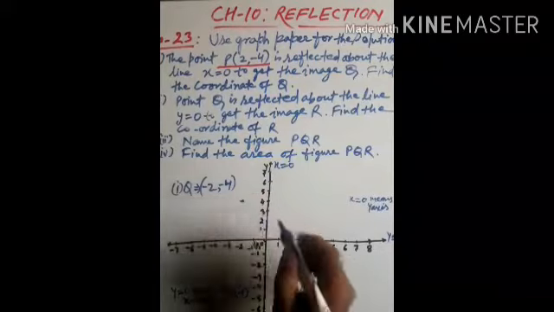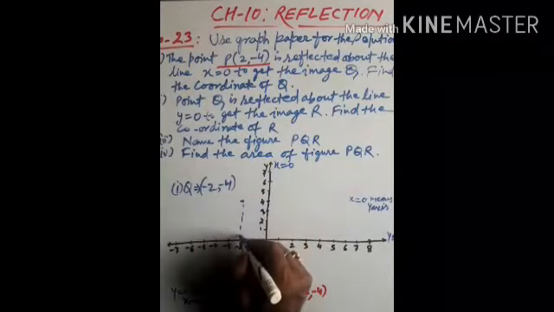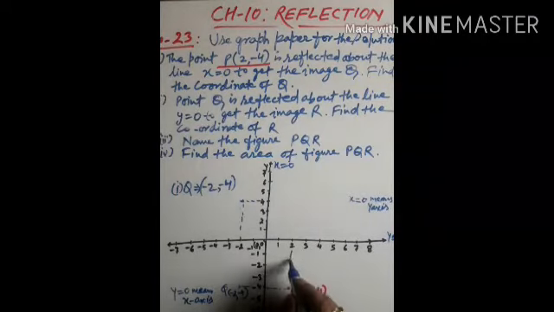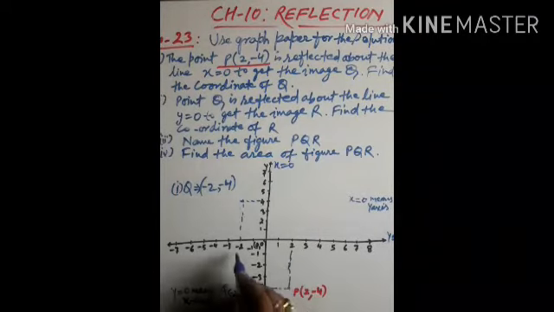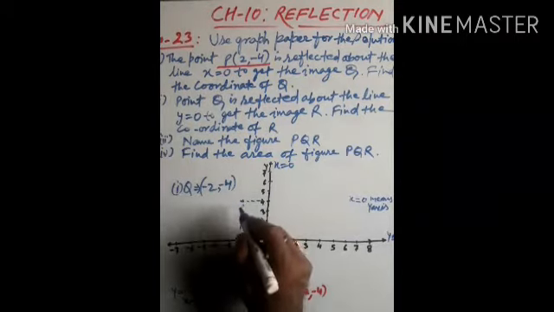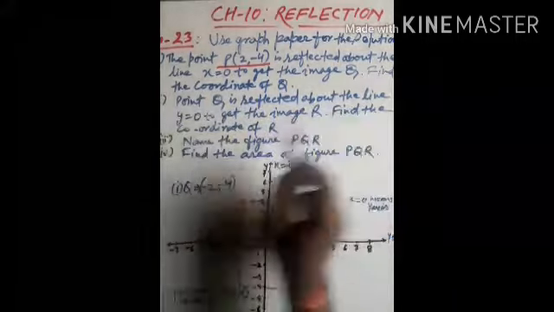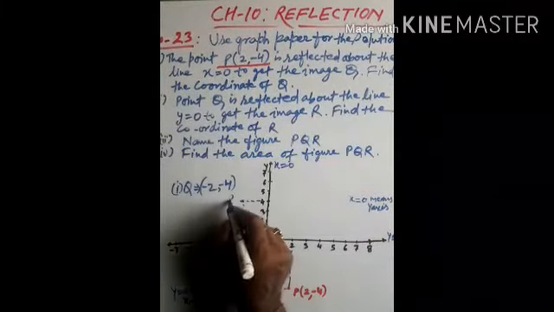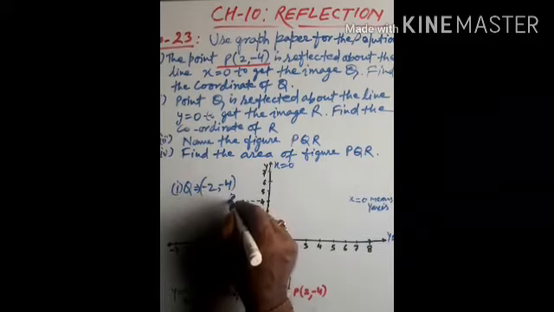Alright, so it is about near 4. Just see this way. This way you can locate the line. Alright, so here this is the Q. The image of Q is reflected in y equal to 0. The image is R. So mark it over here, R. So this image is R.